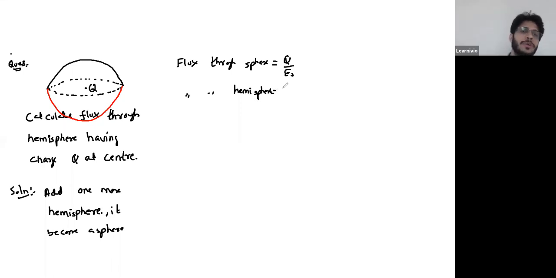Yes, Q by 2 epsilon naught. It's half, because a sphere has two hemispheres. If the flux passing through the sphere is Q by epsilon naught, that means altogether the flux through two hemispheres is Q by epsilon naught. So through one hemisphere, the flux will be simply Q by 2 epsilon naught. That's it. Okay, please note it down.